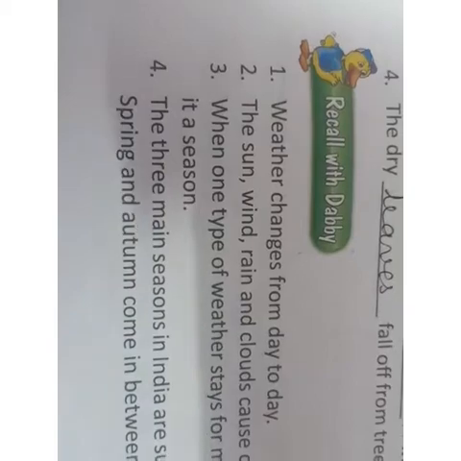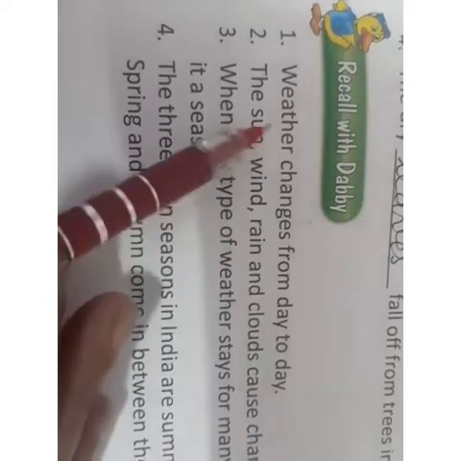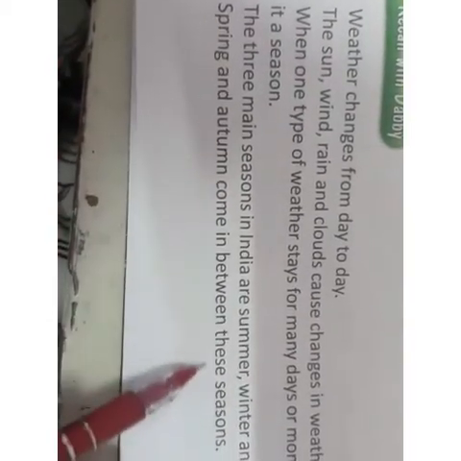Page number 87 is Recall with Tappy. That means we are going to just do the recall of these 4 sentences which tell us the entire lesson, what we studied in this lesson. Weather changes from day to day. The sun, wind, rain or clouds cause changes in the weather. Then when one type of weather stays for many days or months, we call it a season. The 3 main seasons in India are summer, winter and monsoon. Autumn and spring come in between these seasons.